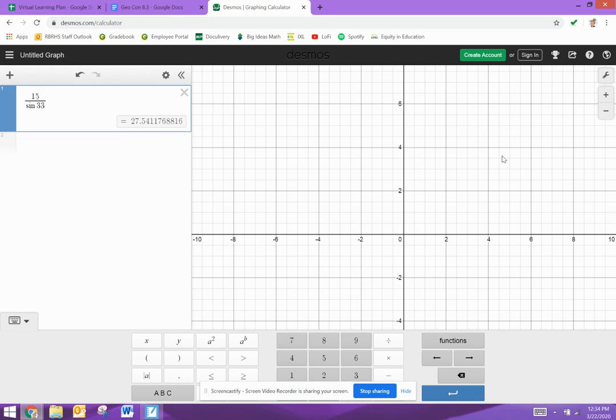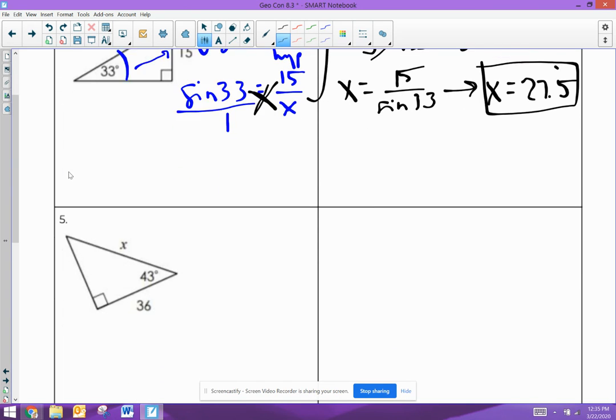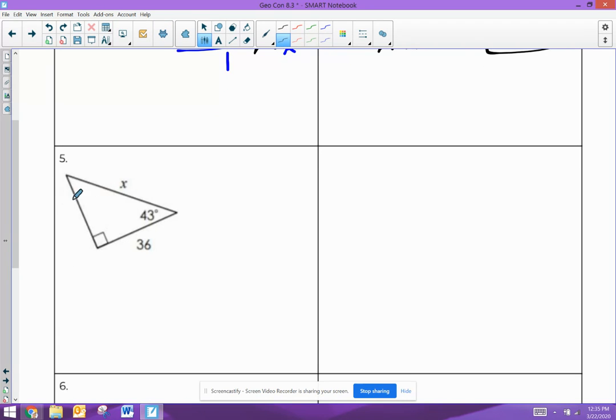27.5. Alright, let's box it. Let's check that it makes sense. 27.5. The hypotenuse is the largest side. Yep, looks good to me. Let's keep it going. Maybe you're picking up some shortcuts as we go. Maybe you're like, I can do IXL from here. Maybe you're like, I want to listen to this again. Whatever works for you, you know?